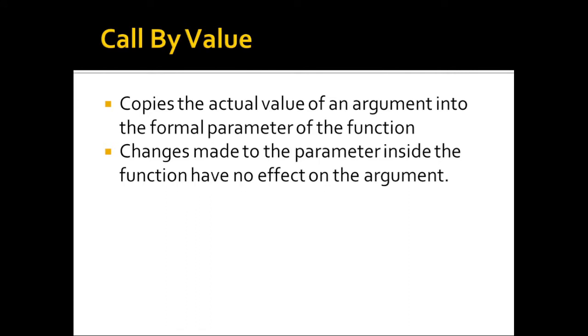Call by value. When you call by value, this is what C does. It copies the actual value of an argument into the formal parameter of the function. So it copies the actual value. And changes made to the parameters inside the function have no effect on the argument, because what we did is we just copied the value to the formal parameter. So we are not really changing the variable itself. So let's try to demonstrate that.